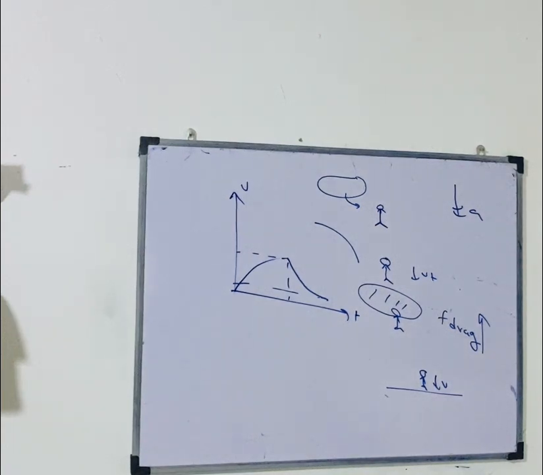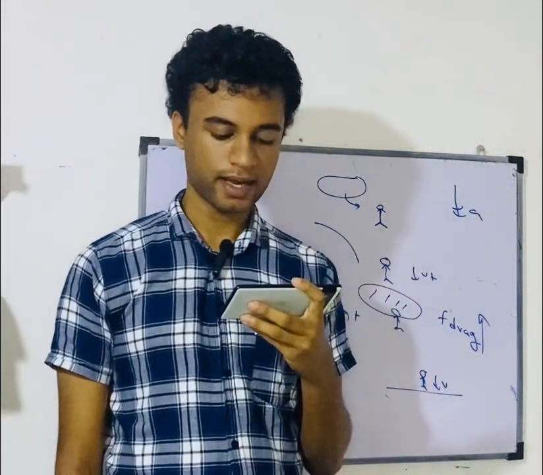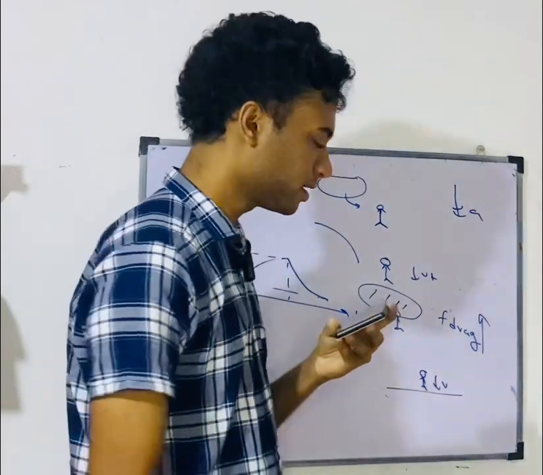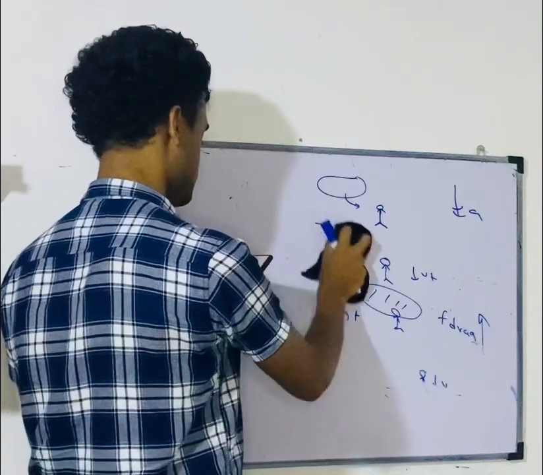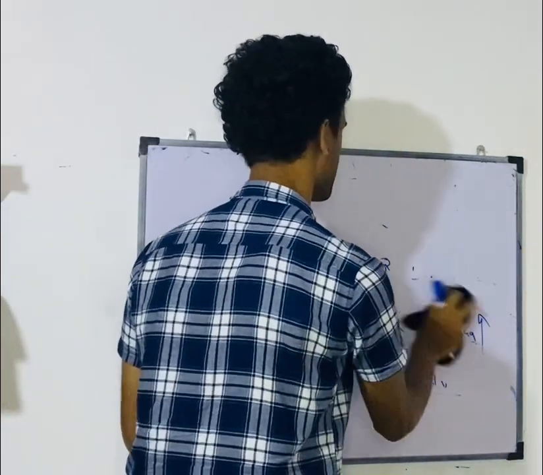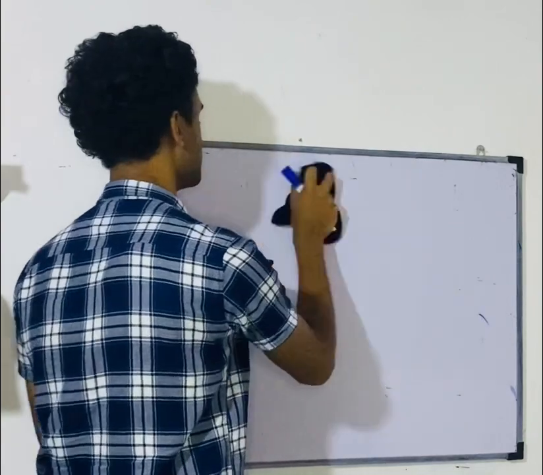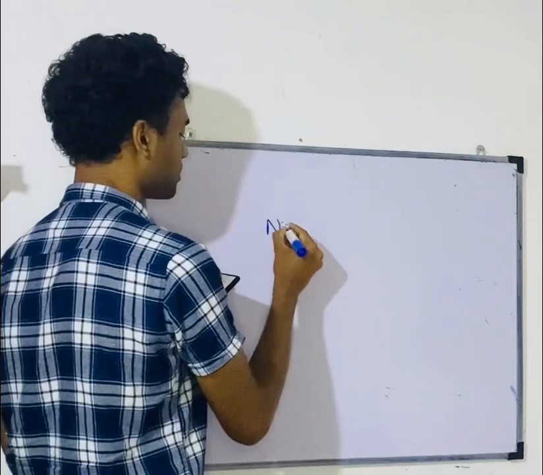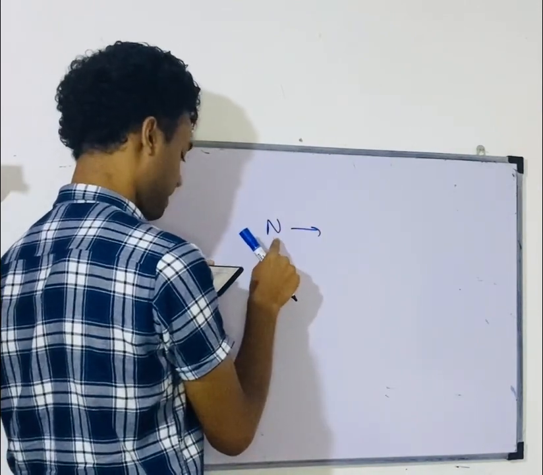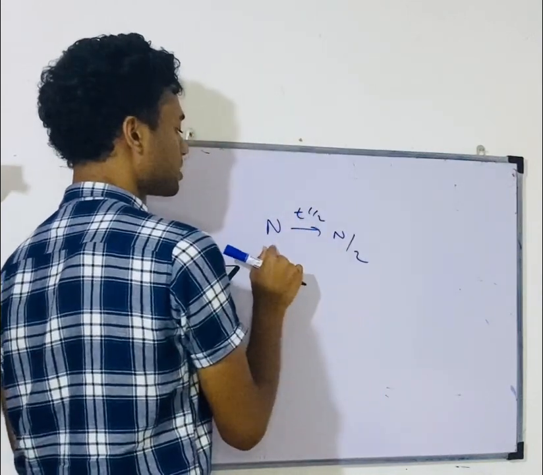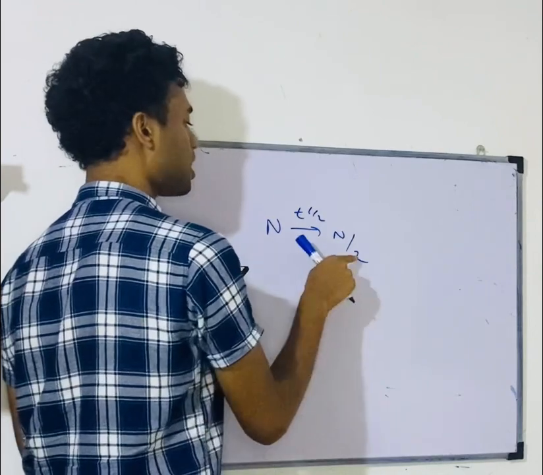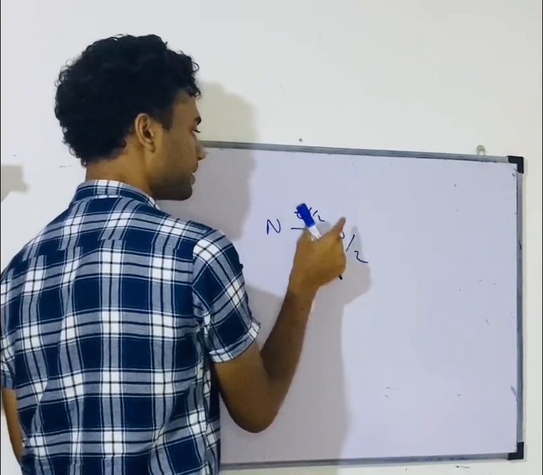Question number 43. Consider the following statements about half-life, T-half, of radioactive atoms in a sample. Statement A. T-half changes with the number of radioactive atoms present in the sample. Wrong. It doesn't depend on the number of radioactive atoms present in the sample. Now, if I start with N number of radioactive atoms, it becomes N over 2. This is called T-half. When the initial number of radioactive atoms becomes half of its number, then it is T-half.